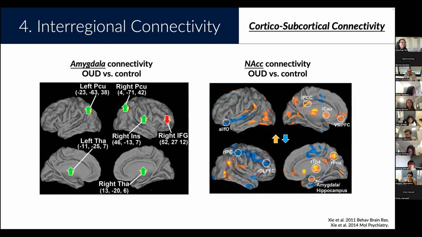So two studies have looked at the connectivity for amygdala and the accumbens, and they found that for both regions there appears to be an increased connectivity with the temporal parietal cortex and subcortical regions, and a reduced connectivity with the lateral prefrontal cortex in OUD patients versus healthy controls.